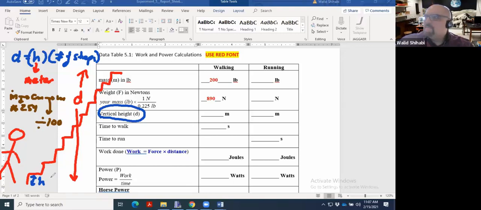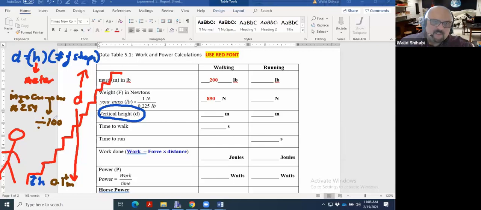So the height of one step should be somewhere around 10 to 15 centimeters, so around 0.1 to 0.15 meter. Maybe 0.15, more than 0.1, 0.1 plus, I would say. Okay, that's the height of one step.